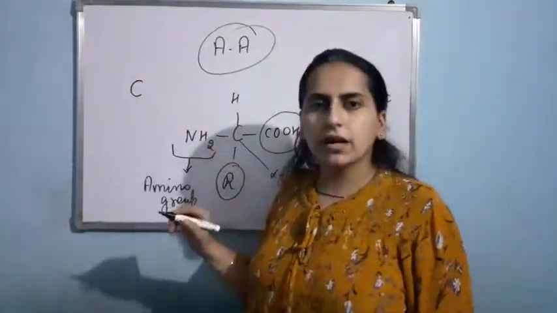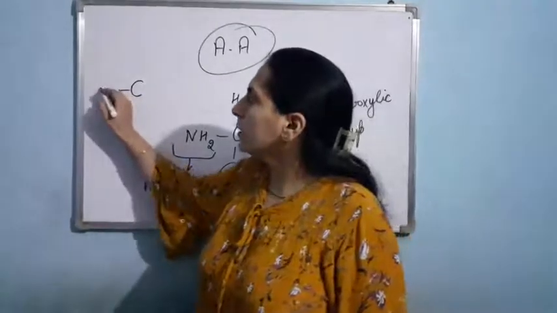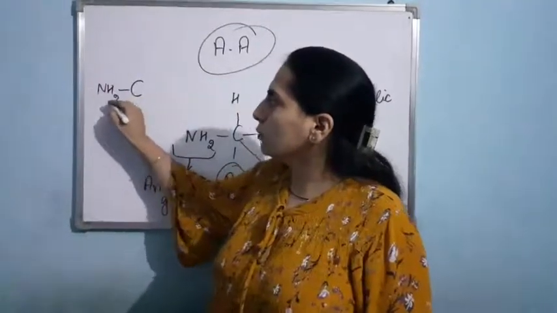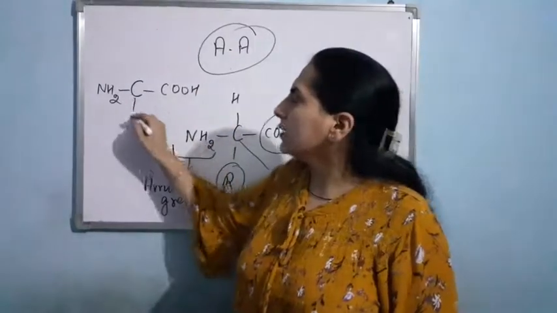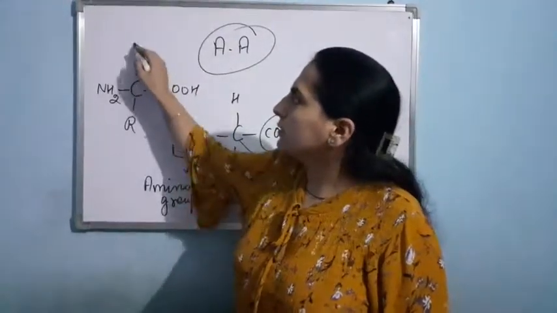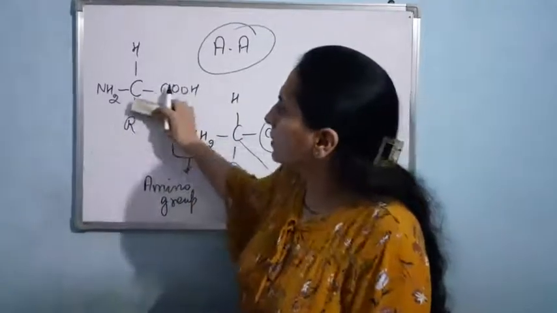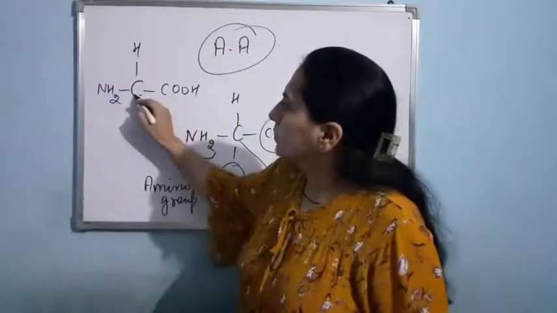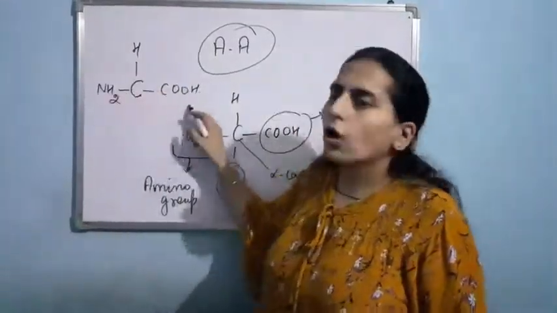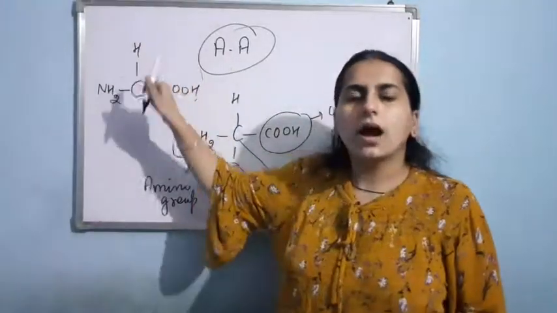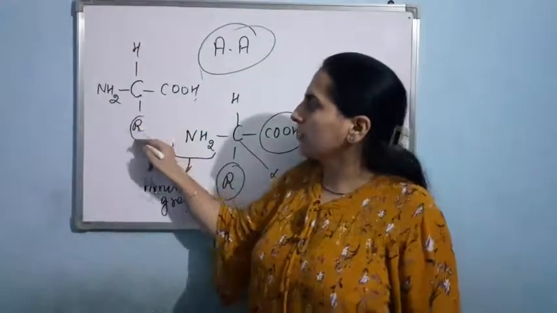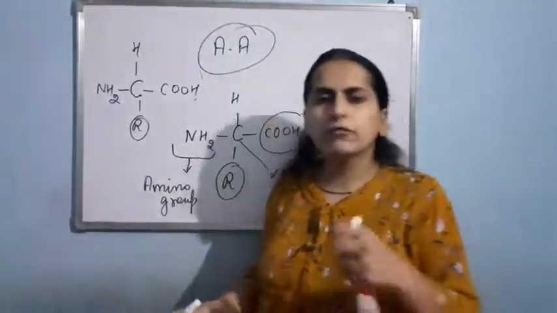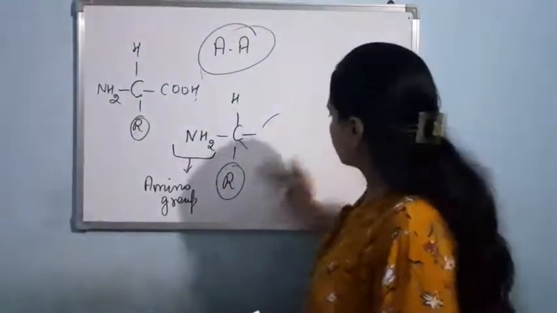There will be alpha carbon. With the alpha carbon, NH2 group, that is amine group, would be attached, and COOH group would be attached, and here there will be R group and there will be H. Basically this is present in all the amino acids. There are different types of amino acids on the basis of this group. Am I clear? Let me give you a few examples.